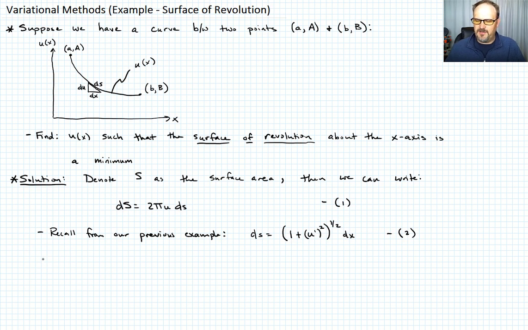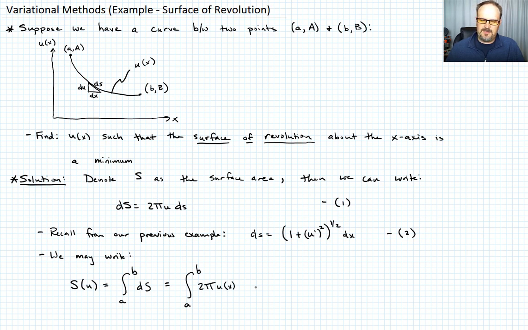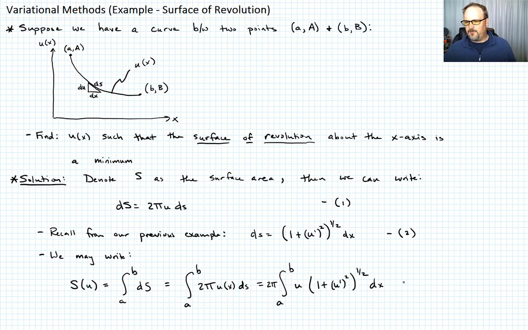And so then we can write the surface area S, which we'll say is a function of u, is going to be equal to the integral from a to b of dS, which, looking at equation 1, we can write as the integral from a to b of 2 pi u, and I'll remind you that's a function of x, times ds. Then substituting in equation 2 here, I can pull out the 2 pi, so I have the integral from a to b of the quantity u times the quantity 1 plus u prime squared, to the 1/2, dx, and we'll call that equation 3.